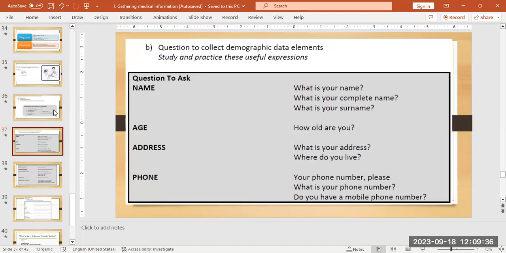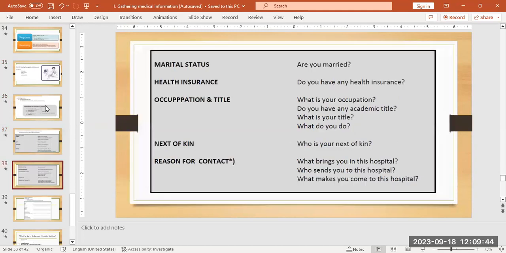Marital status, are you married? It's okay to ask, are you married? Only for hospital. Do you have any health insurance? If you want to ask the occupation, you can say, what do you do for a living?